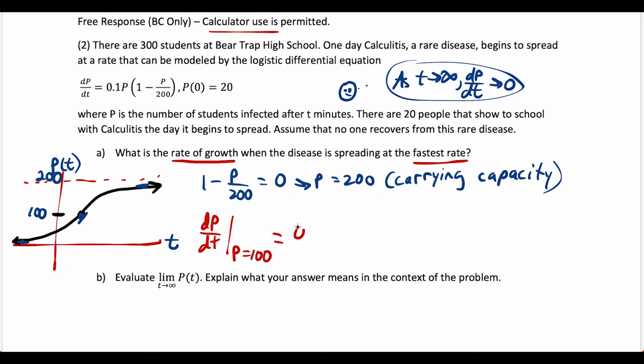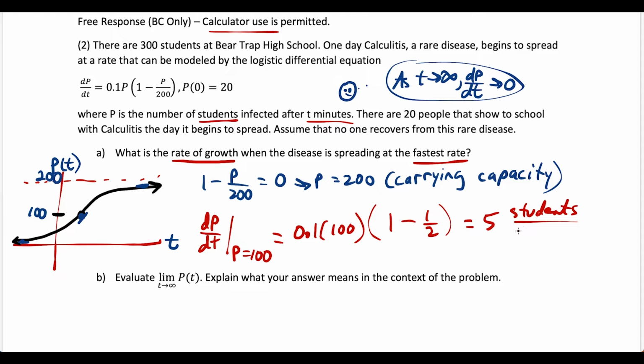And now we just substitute. We have 0.1 times 100 times 1 minus 100 over 200, which is a half. Then we just multiply this out. Half times 100 is 50, and then 50 times 0.1 gives us 5. But now the units: notice that P represents students and t is measured in minutes, so this would be students per minute. So at the fastest rate, 5 students per minute are going to get calculitis, this rare disease. This is our solution to part A.